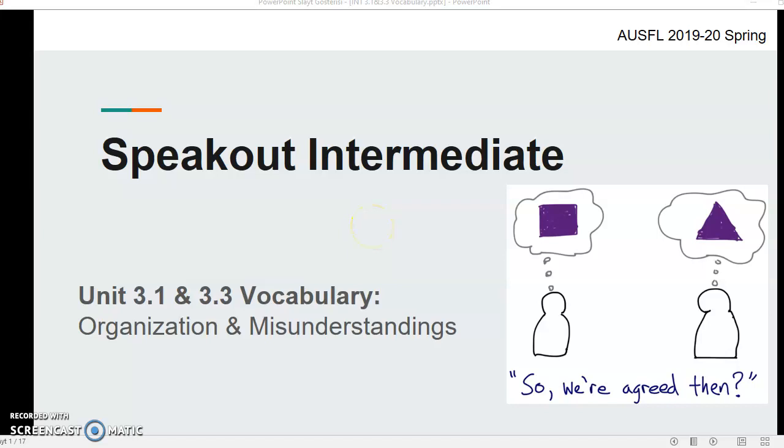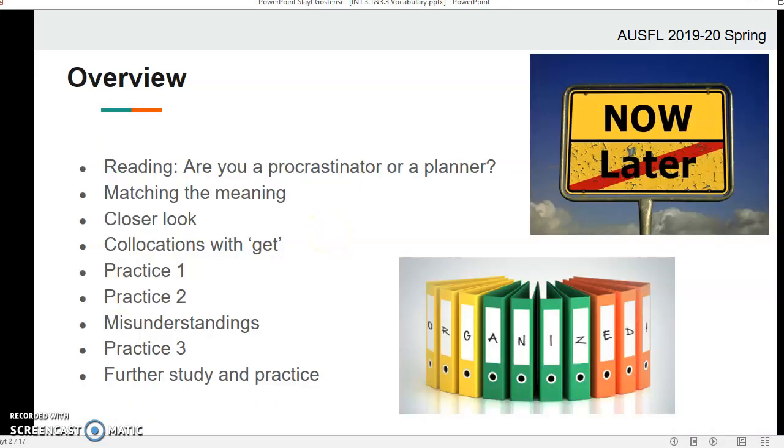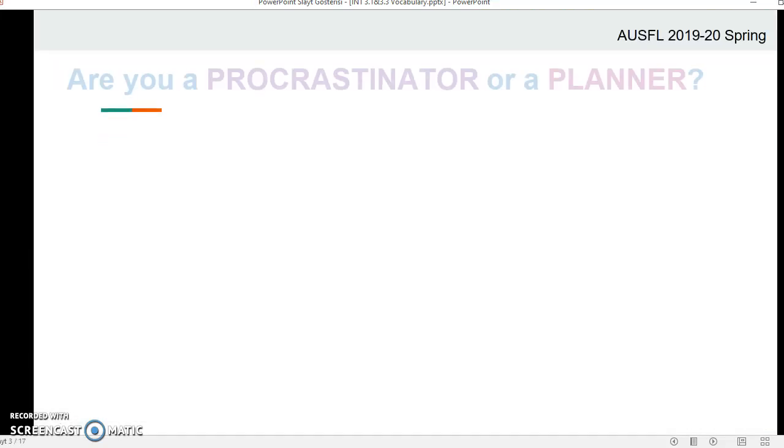Hello everybody! In this presentation, we are looking at Unit 3.1 and 3.3 Vocabulary Parts, Organization and Misunderstandings. This is an overview of the presentation. You will have a reading text, you will have matching the meaning activities, collocations with get, and then situations about misunderstandings. Let's start with the reading.